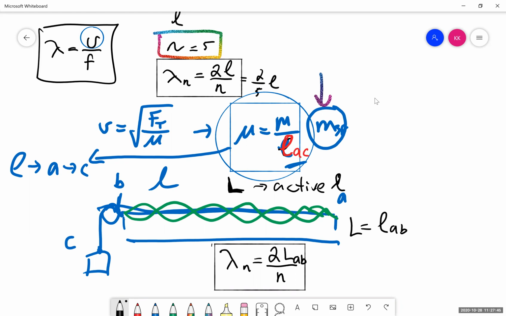To find the wavelength, use only the active length. In the equation of linear mass density, linear mass density equals mass divided by the entire length of the string. Are you guys okay with that? Any questions?